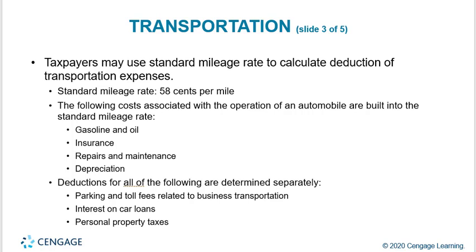So transportation: taxpayers may use a standard mileage rate to calculate the deduction of transportation expenses. The standard mileage rate currently is 58 cents per mile. The following costs associated with operating an automobile are built into the standard mileage rate: gasoline, oil, insurance, repair, maintenance, and depreciation. Deductions for all other costs are determined separately, and so parking and toll fees related to business transportation, interest on car loans, and personal property taxes.